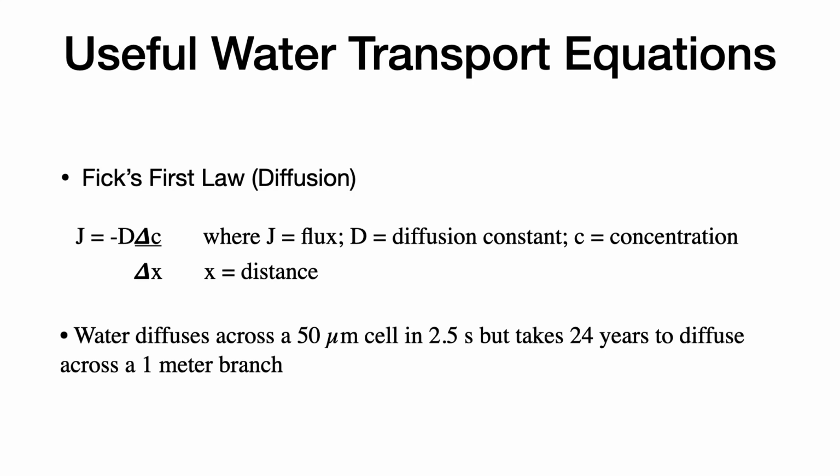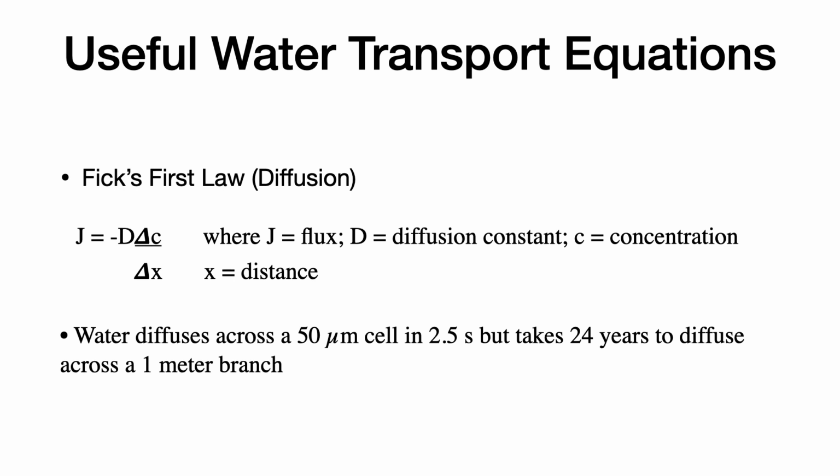So as the concentration gradient goes higher, the flux is faster. The transport, the movement, is faster. And it's dependent upon the diffusion constant. I won't go into the definition of a diffusion constant, but in part it's dependent upon the size of the molecule.